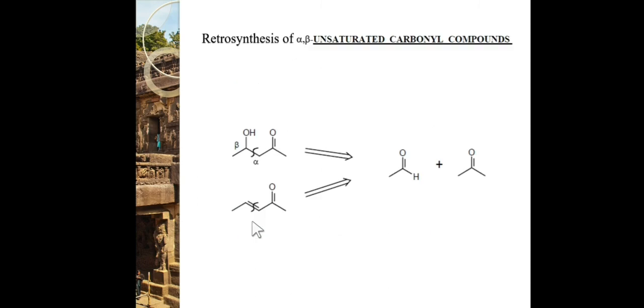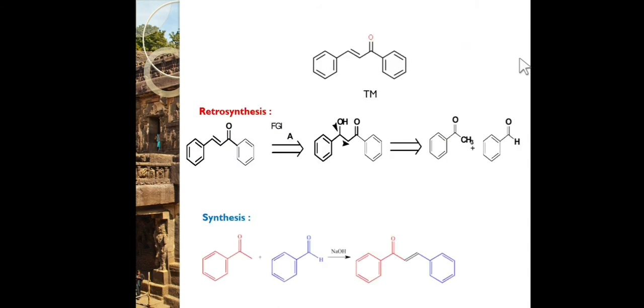We will get an aldehyde and either a Wittig reagent or a simple keto compound, an alpha hydrogen containing keto compound. This is a very good strategy for generation of alpha beta unsaturated carbonyl compounds. This is a general example. Now let's go for the next target molecule.